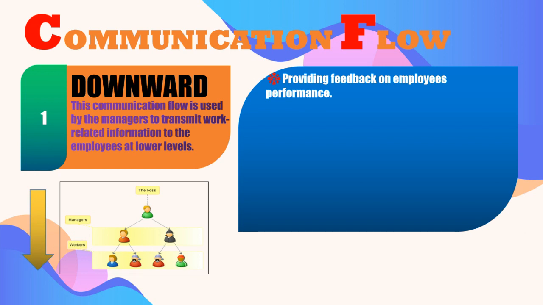What are the purposes of the superiors? Why do they need to communicate with their subordinates? We have this downward communication flow because the superiors in the company or the organization need to discuss some matters with their employees. They are providing feedback on employees' performance. They are giving job instructions.